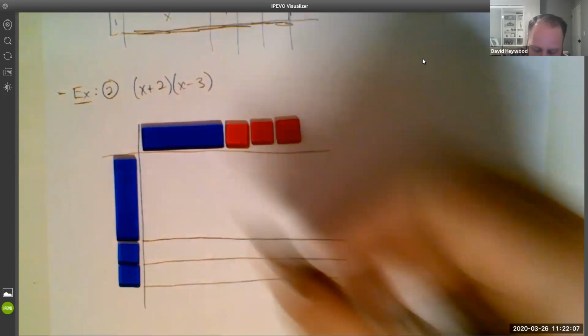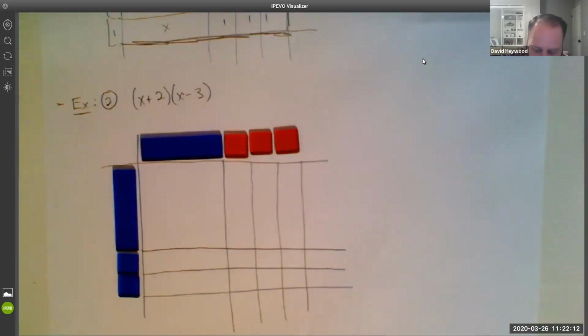Now, the only thing that's tricky about this is that you have to establish the rule that if you have the same colored tile, then the result is going to be blue. So a blue times a blue is a blue, a red times a red is a blue. If you have different colored tiles, then the result is going to be a red tile. So a blue times a red, or a red times a blue, is also a red. Same color, blue tile. Different colors, red tile.